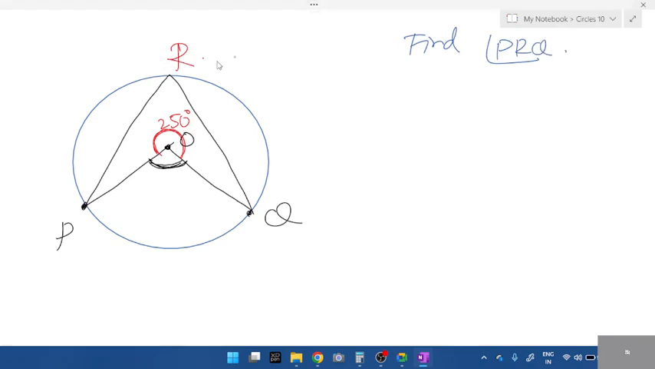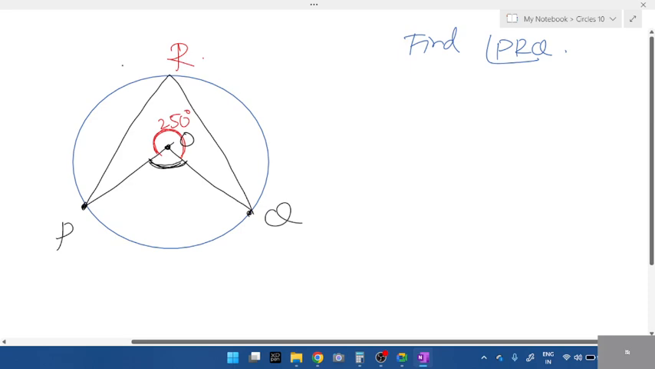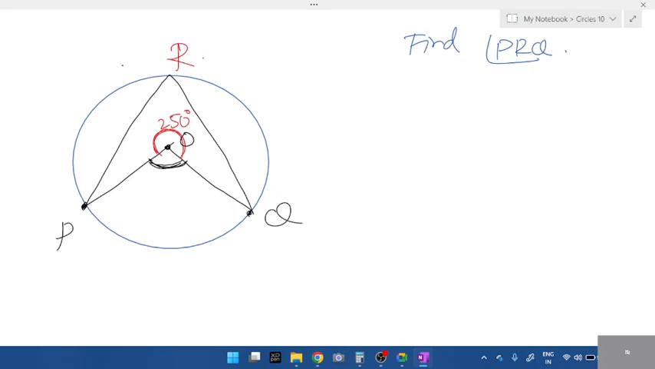Find angle PRQ. First thing, what kind of diagram is this? This entire thing. All of you will respond. What kind of diagram? Circles? No. Entire diagram. In general, it's a circle. So in a circle, what are the concepts we have studied so far?